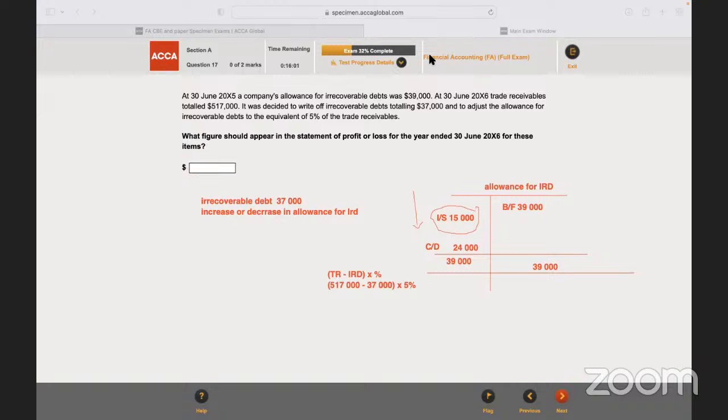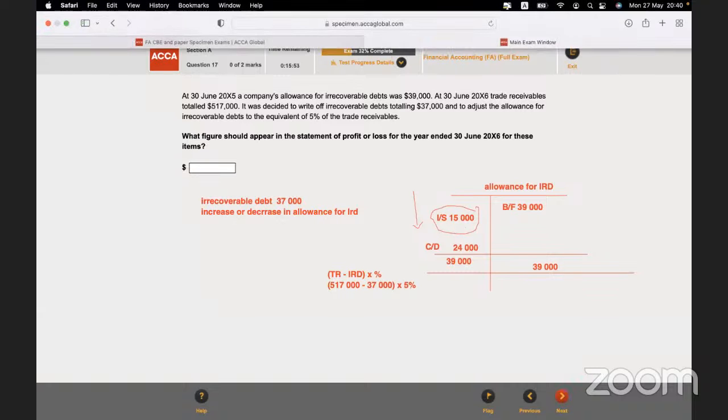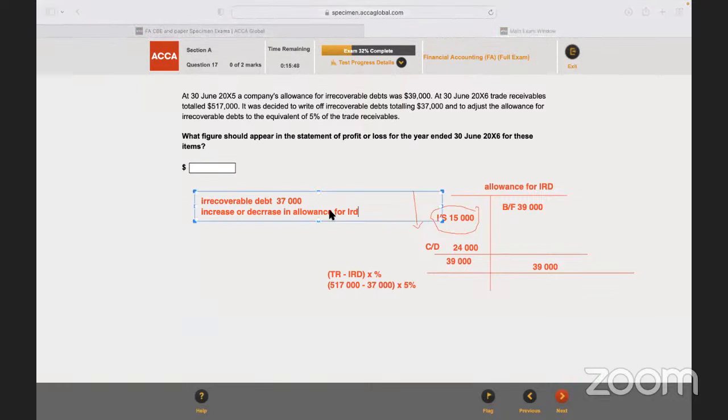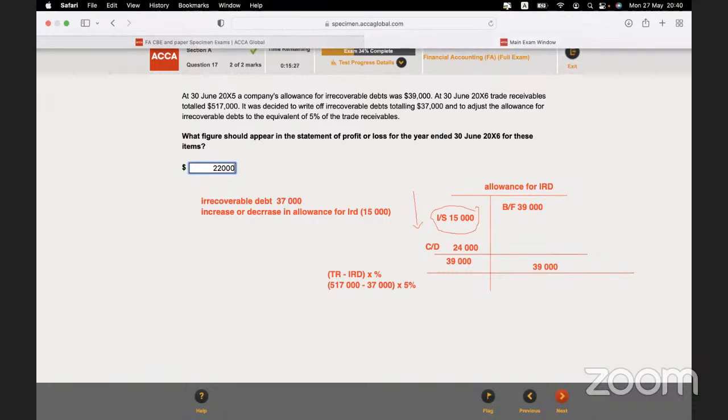How do we know whether it's an increase or decrease? Just look at the balances. You started with 39,000 and ended at 24,000. 39 became 24 means it has reduced by 15,000. That's why we call it a decrease. And remember, if it's a decrease, our expenses will reduce. So what's going to happen? 37 minus 15. 22,000 should be the correct answer. Yeah, that's the correct answer. Can you copy this down and check, and let me know for any clarification that you want?